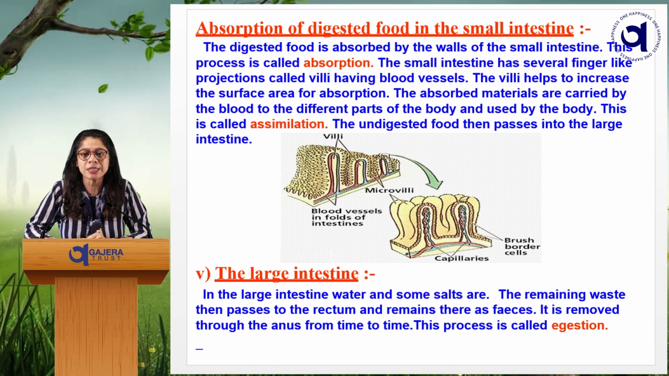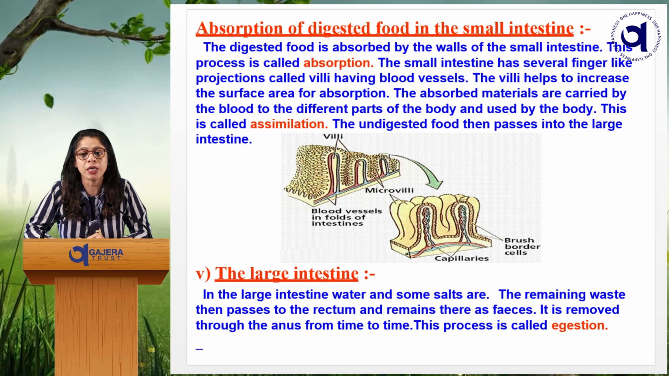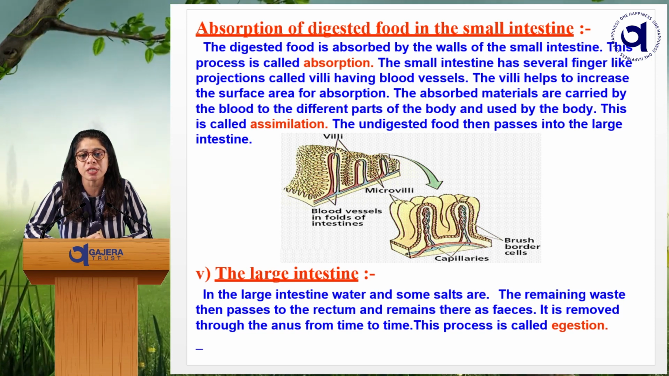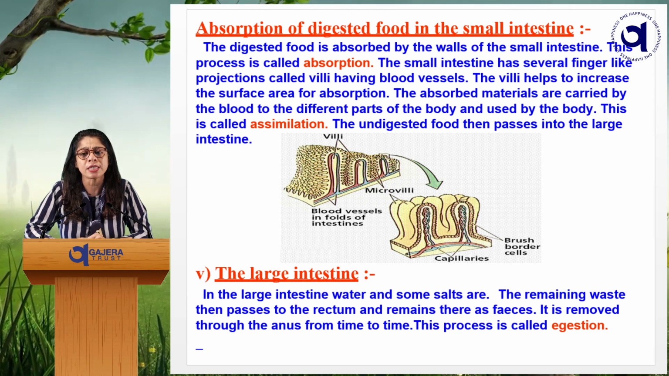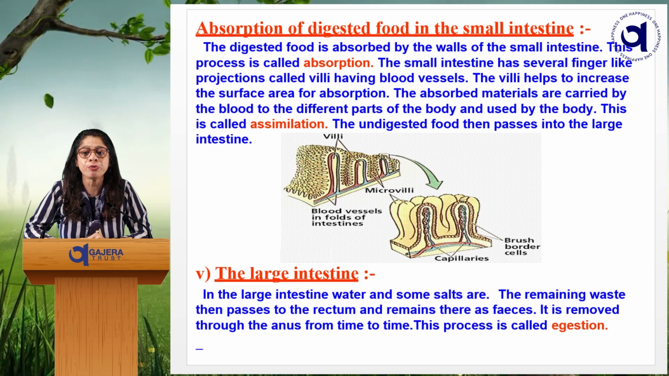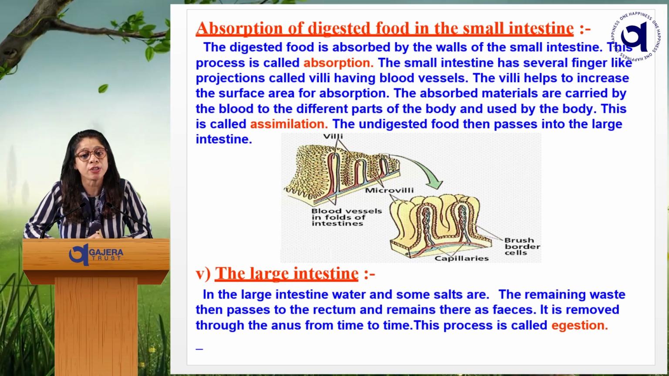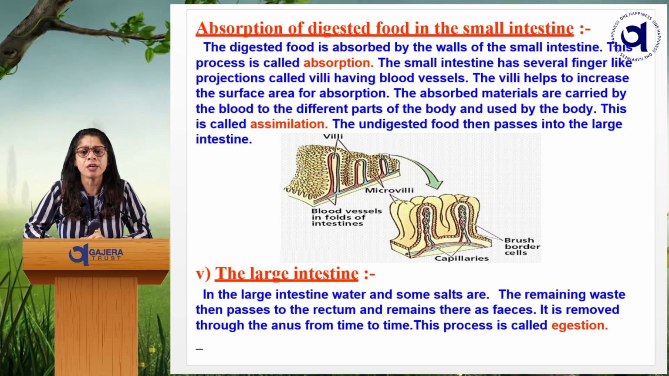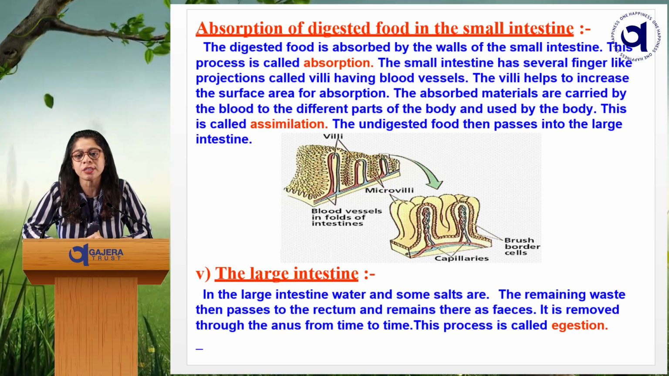The small intestine has several finger-like projections called villi having blood vessels. The villi help to increase the surface area for absorption. The absorbed materials are carried by the blood to the different parts of the body and used by the body. This is called the assimilation process. The undigested food then passes into the large intestine.